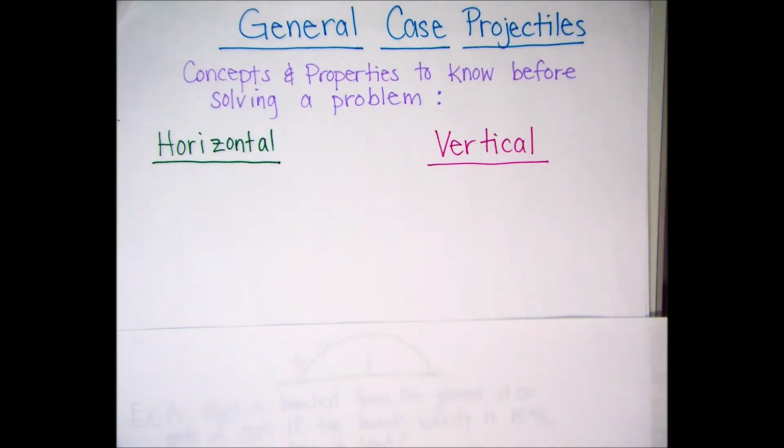So let's talk about a general case projectile. This is when an object is launched from the ground, goes up, and then comes back down. Okay, it makes a full parabolic shape. There are some things you have to keep in mind whenever you're talking about a general case projectile. Please make sure you understand that the horizontal direction properties are different than the vertical direction properties.